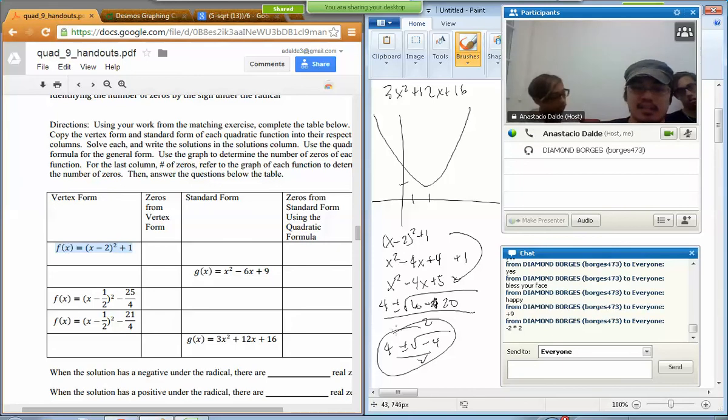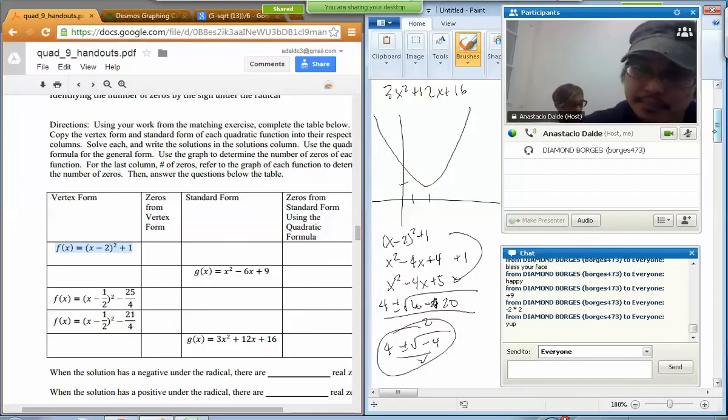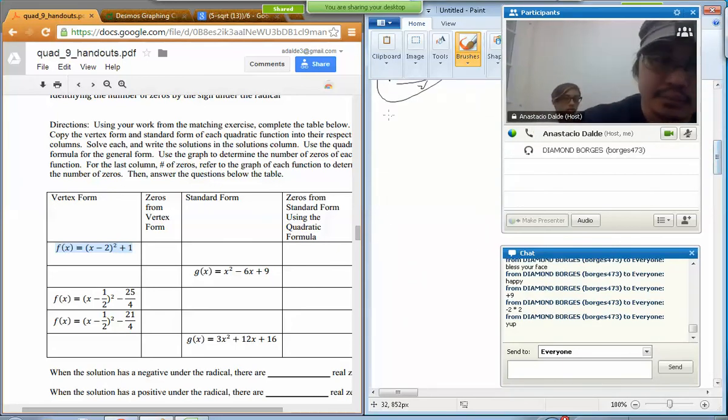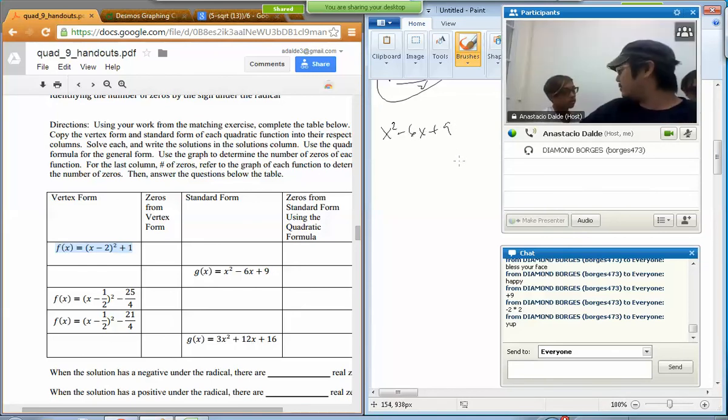Let's try the next one because it looks nice. X squared minus 6x plus 9. You know what I'm going to want to do? I'm going to try factoring this. I want to figure out what the x-intercepts are by factoring this. Can we do that?